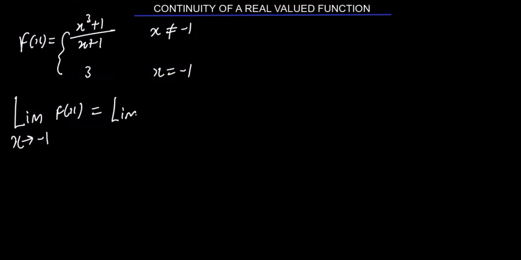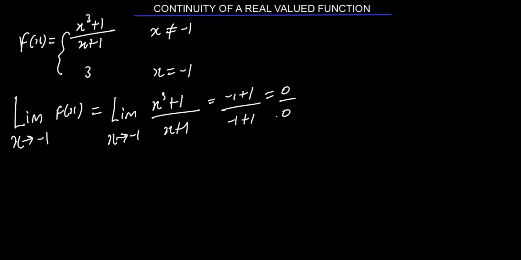So I have the limit as x tends to -1 of (x cubed plus 1) over (x plus 1). How do we solve this? If I put -1 here, I'll have -1 plus 1 over -1 plus 1, and that's 0 over 0. And remember, 0 over 0 is a condition for L'Hospital's rule. That's what I want to use. I can use the factorization method, but let me use L'Hospital's rule to evaluate this.